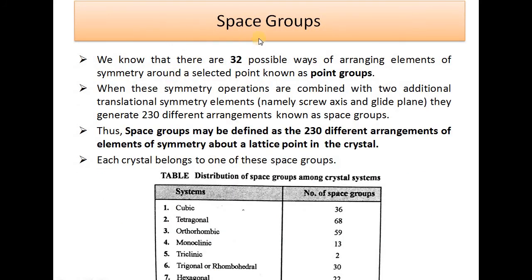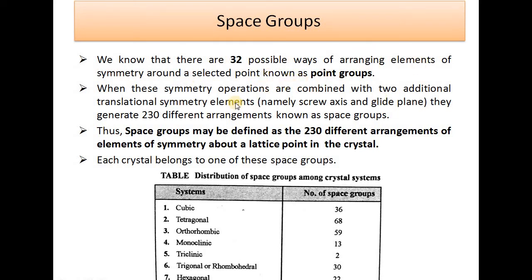Now what about the space groups? Till now we have discussed crystal systems, Bravais lattices, and point groups. And we very well know what point groups are. These are the 32 possible ways of arranging elements of symmetry around a single selected point.